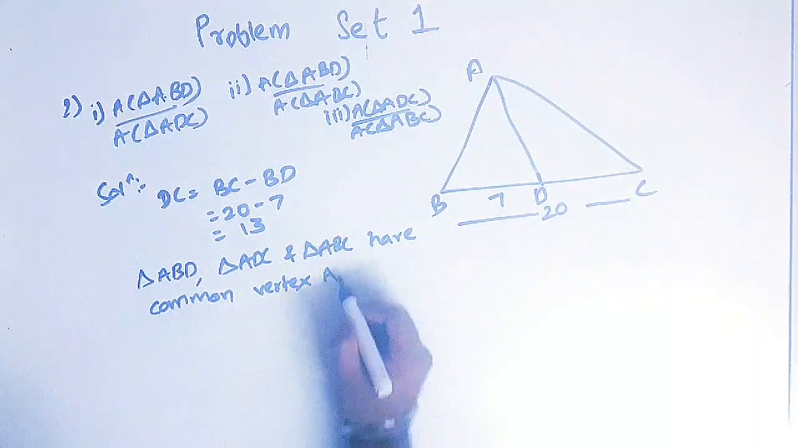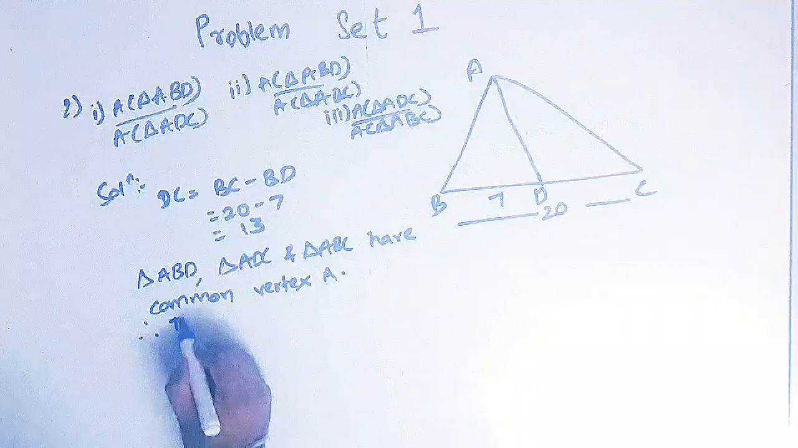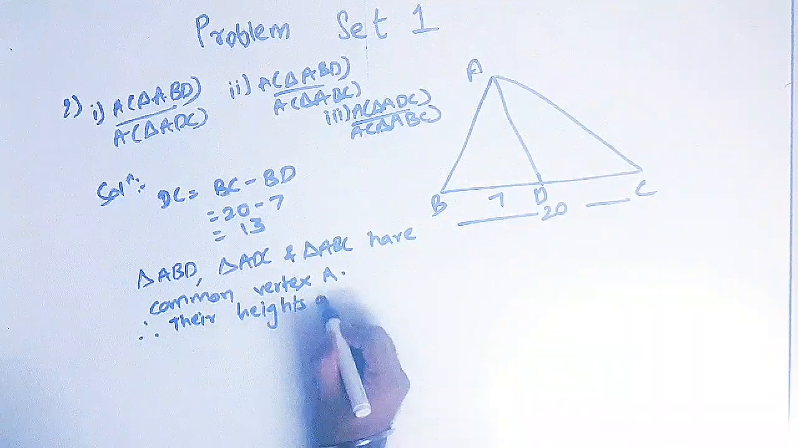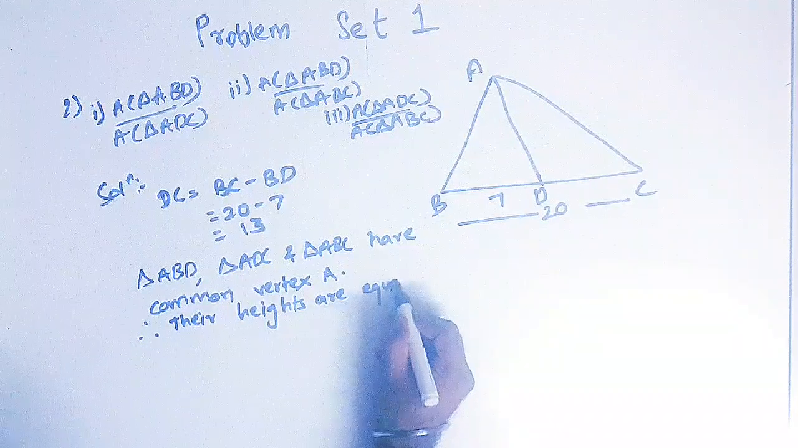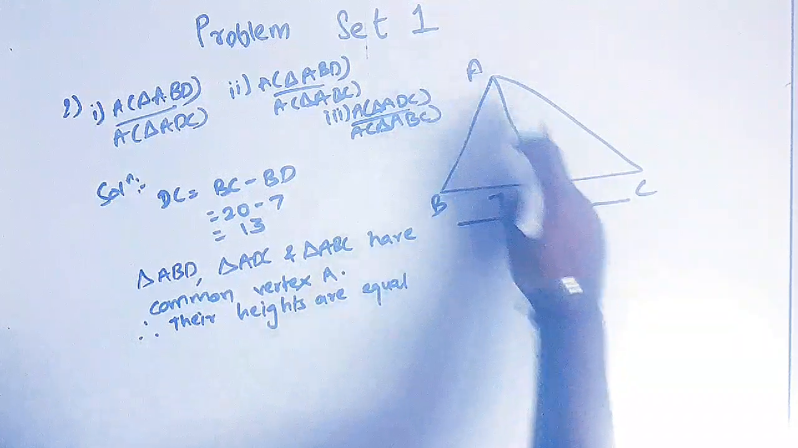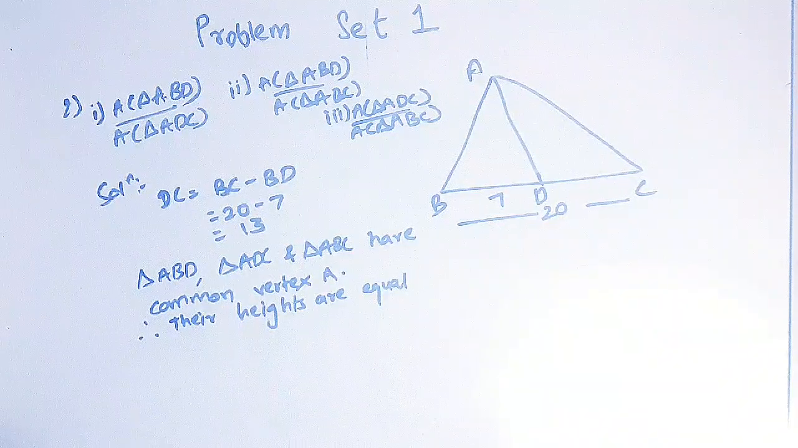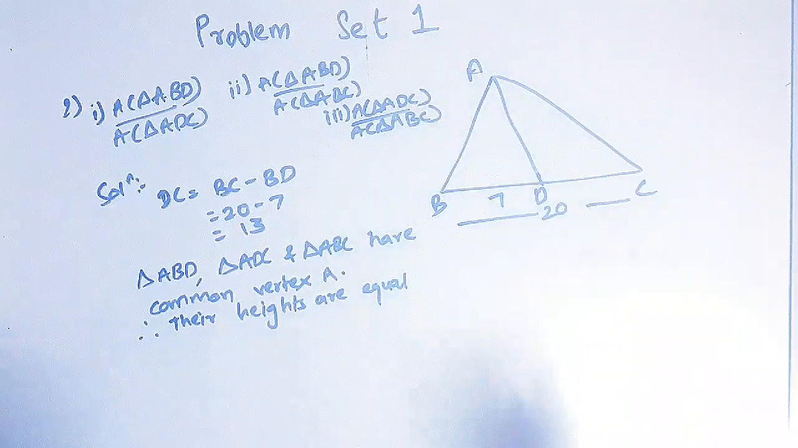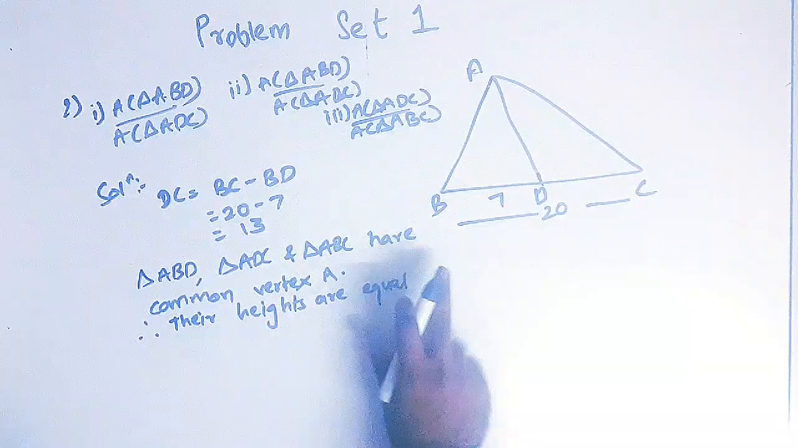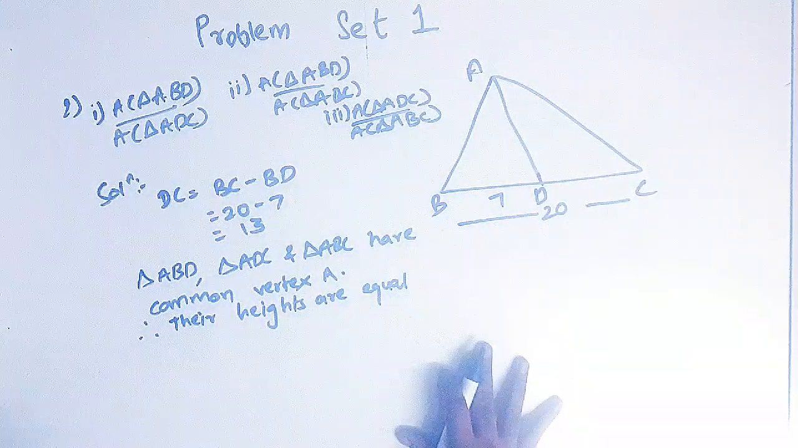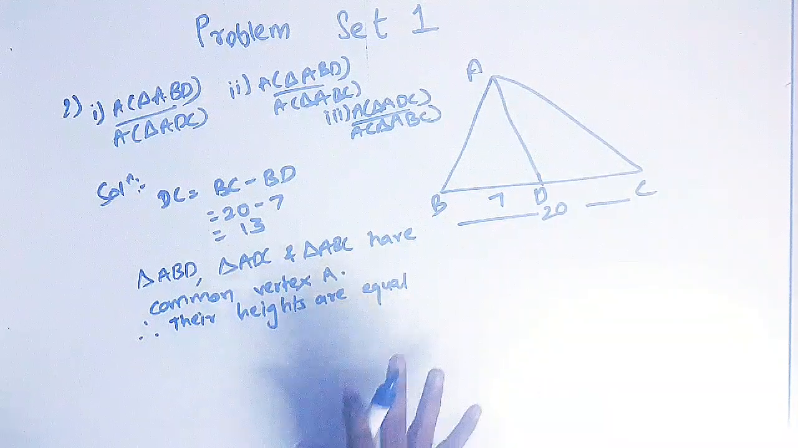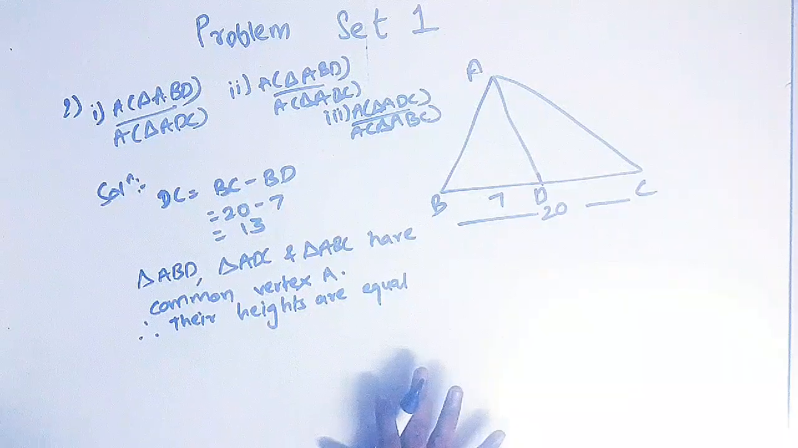Therefore their heights are equal. All three triangles have the same vertex, so their heights are equal. If I draw a perpendicular from here, all three triangles will have the same height. So when we take the ratio of two triangles whose heights are equal, the ratio of their areas is equal to the ratio of their corresponding bases.